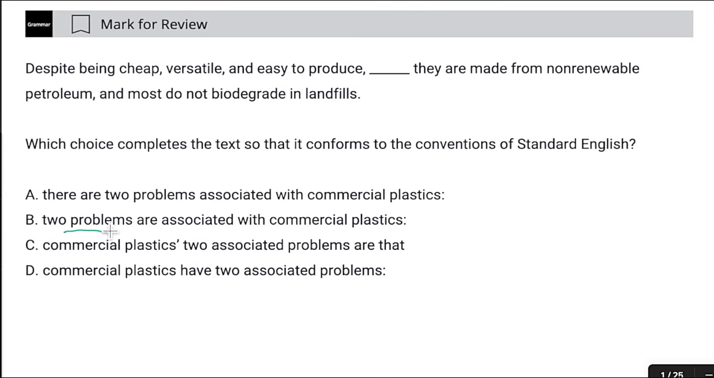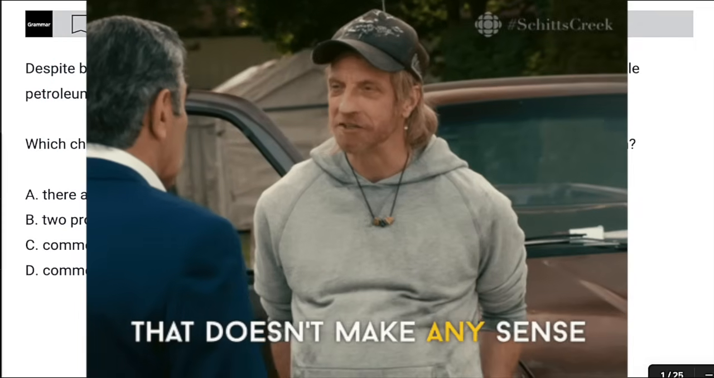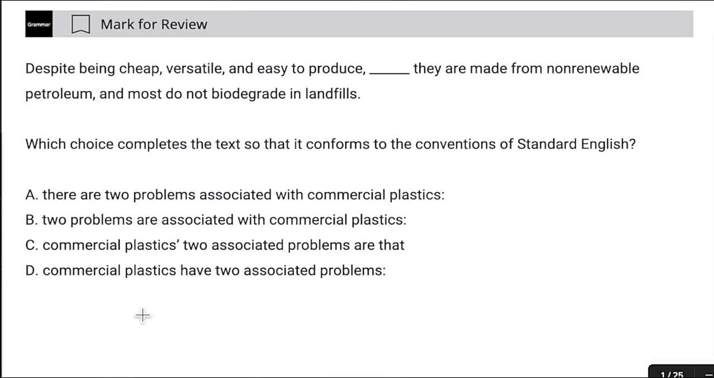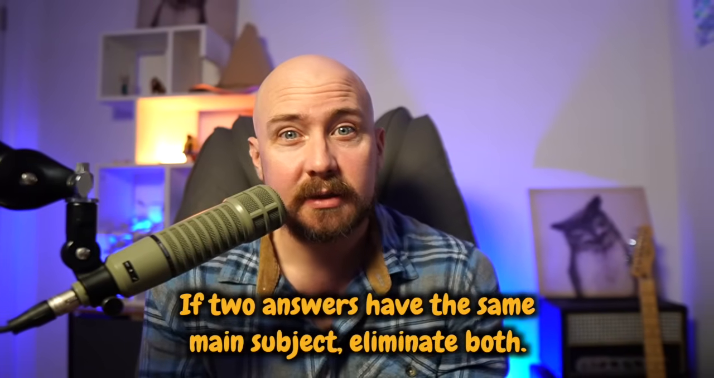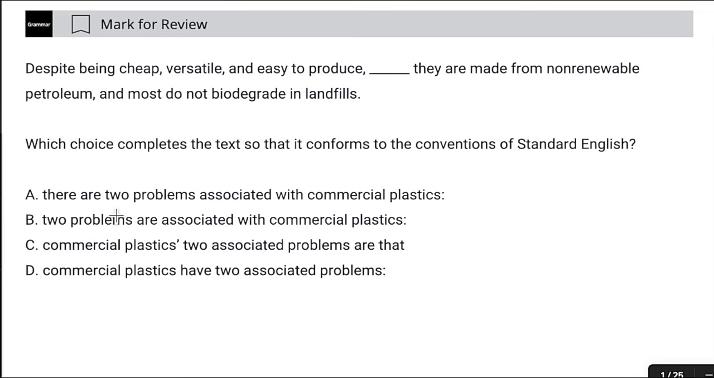Choice B, problems would be the main subject. So problems are cheap, versatile, and easy to produce. That doesn't really make sense. And then choice C would also be problems. And another bonus hack for you, if you have two answers with the same main subject, you could eliminate both of them. So finally, choice D, we have plastics are cheap, versatile, and easy to produce. That makes sense. So our answer has to be choice D here.